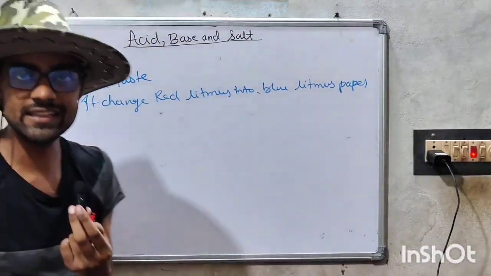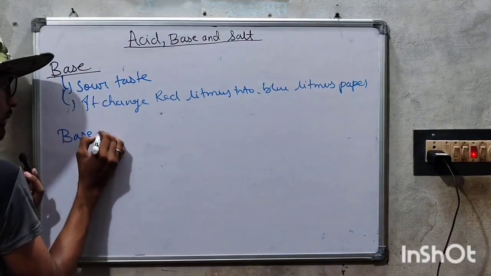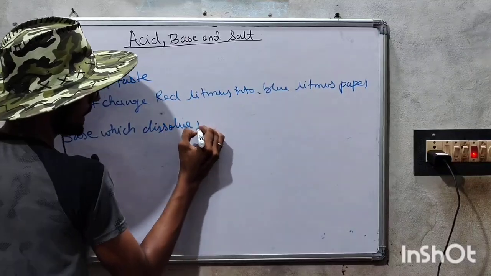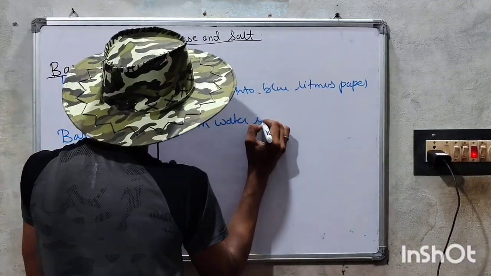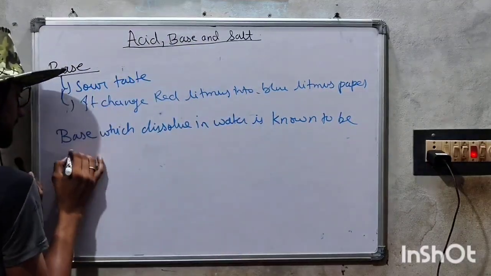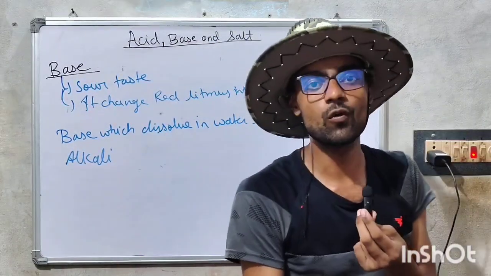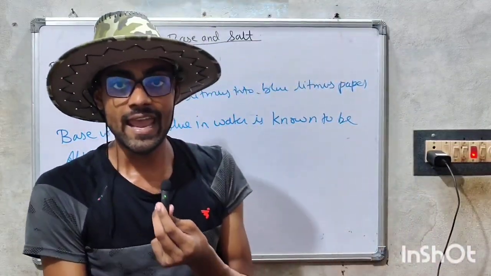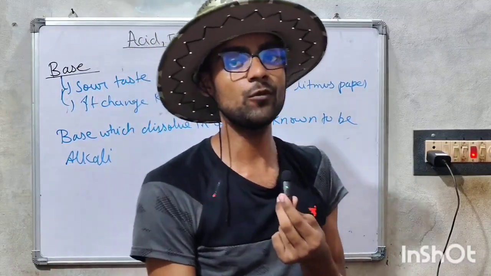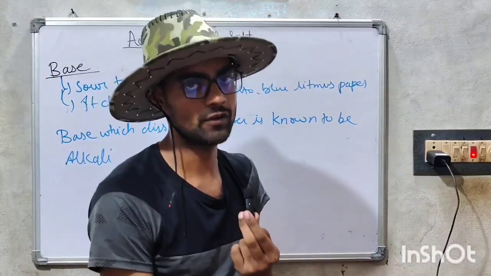Bases which dissolve in water are known to be alkaline, or alkali. Bases which dissolve in water are known as alkali. Every alkali is a base, but every base is not an alkali. We have to remember this point: every alkali is a base, but every base is not an alkali.